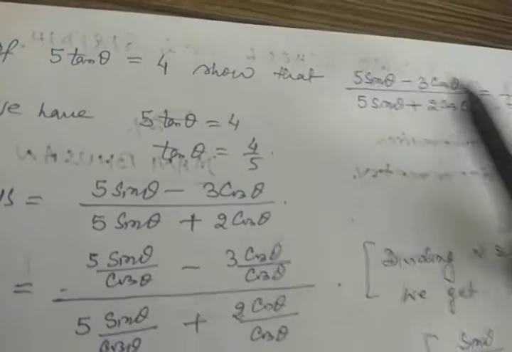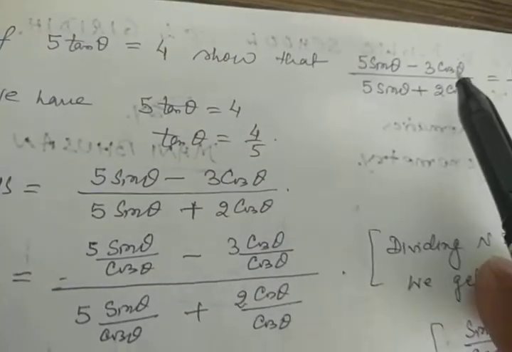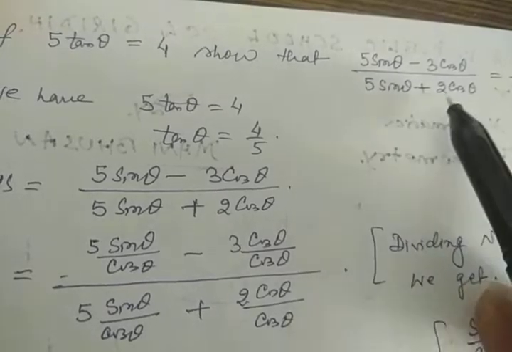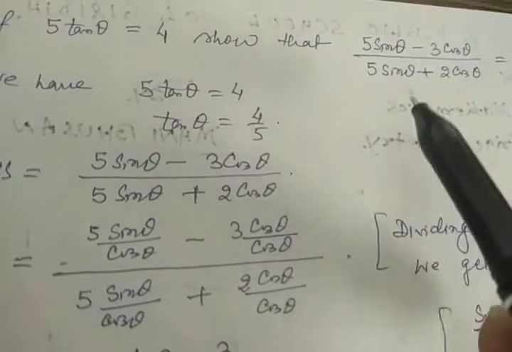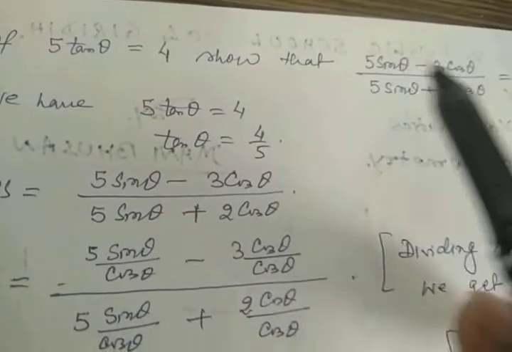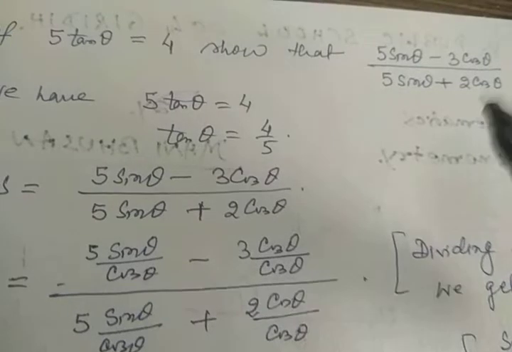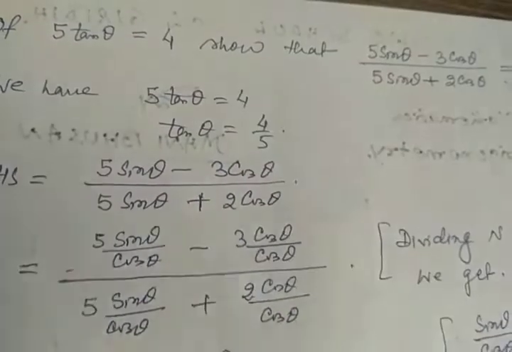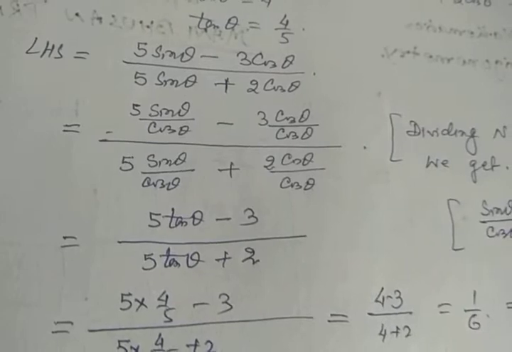Whereas we have to calculate sine and cos. So 5 sin theta minus 3 cos theta, 5 sin theta plus 2 cos theta. I mean, in your question, it is only sine and cos in such a way that in the numerator it is a difference, and in the denominator it is a sum. For such types of problem, you can proceed in this way also, so that you can do it very easily.